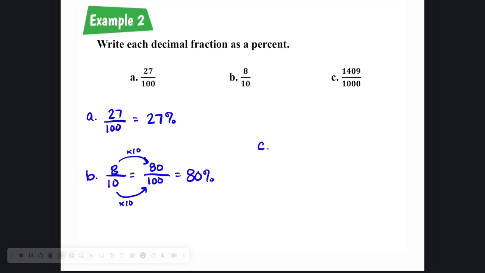C. 1,409 out of 1,000. In order to create a percent, we need a fraction out of 100. 1,000 divided by 10 is 100. Repeat this division on the top. 1,409 divided by 10 is 140.9. Therefore, this fraction is equal to 140.9%.